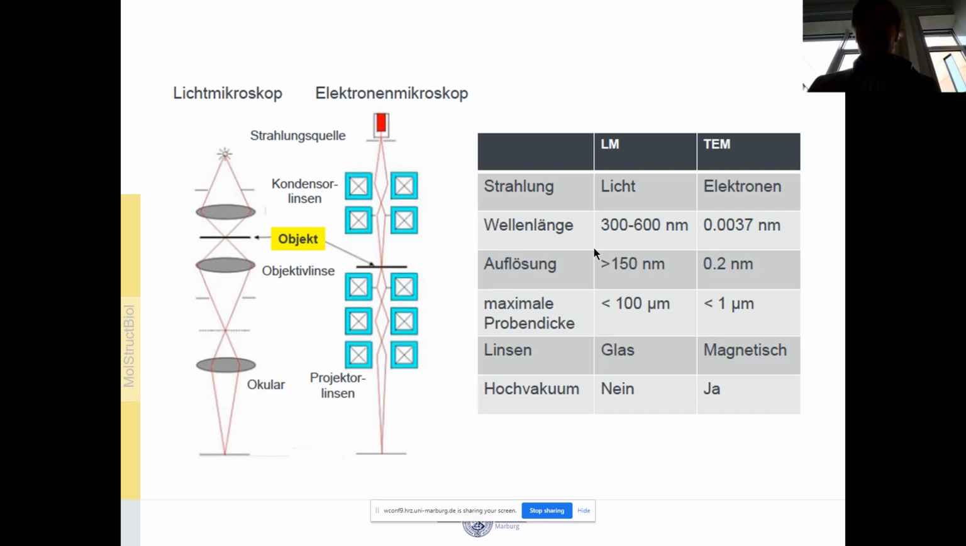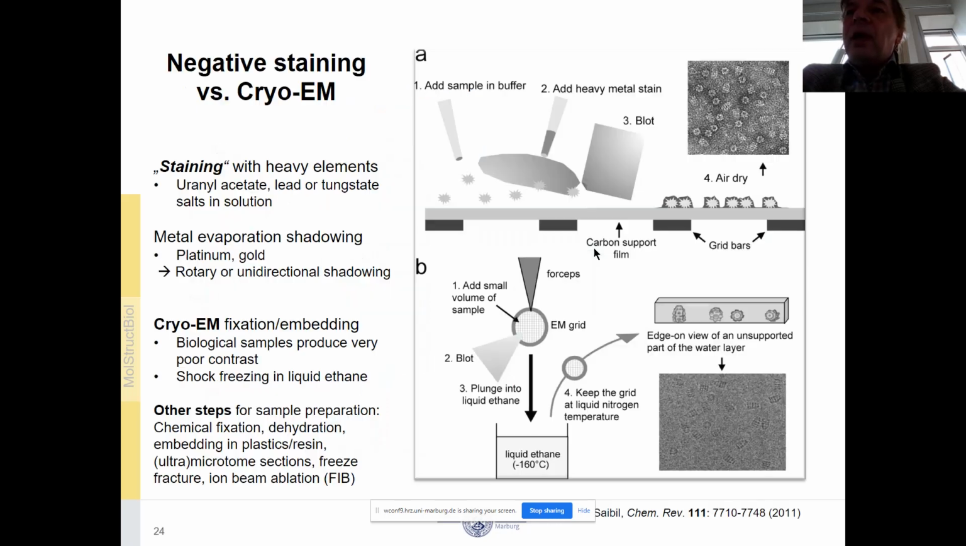Another difference is the maximal sample thickness. In a light microscope, you have a thin film of liquid of about 0.1 millimeter or less. But because of the strong interaction between electrons and matter, this thickness has to be much thinner. A micrometer is already a thick object. Objects you can transilluminate with an electron beam are less than a micrometer thick. And the other things we already mentioned.